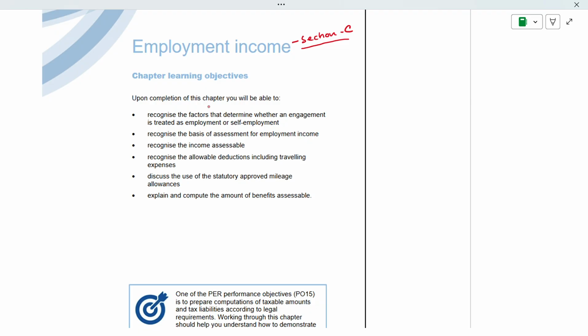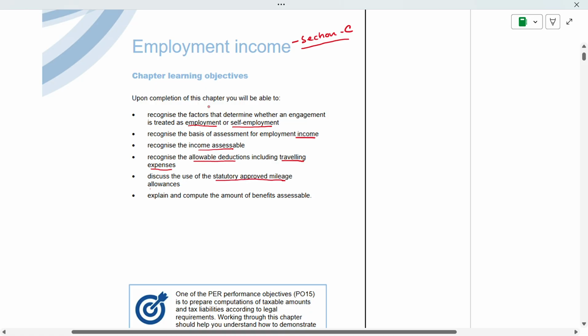Recognize the factors that determine whether the engagement is treated as employment. We have to define whether it is employment or self-employment. Recognize the basis of assessment: what is the basis for employment income, how is income assessable, and what are the allowable deductions, including travelling expenses. So many small points are there. Also discuss the use of statutory approved mileage.